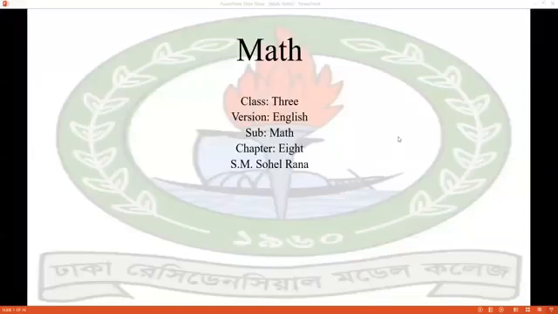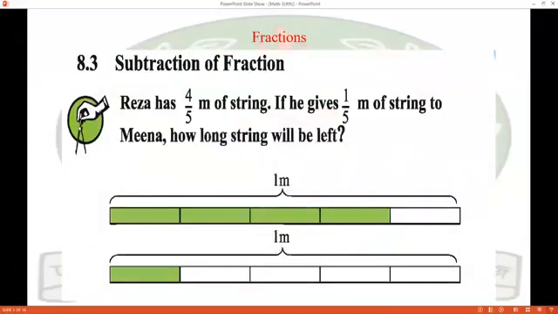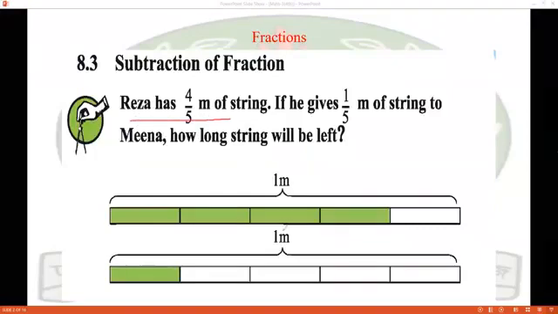Chapter 8. Today we will discuss the last topic of chapter 8, subtraction of fractions. In the last class we saw the addition of fractions, but today we will discuss the subtraction of fractions. In this slide we see that Reza has 4 by 5 meter of string, that is 4 parts out of 5 of a string. If he gives 1 by 5 meter of string to Mina, how long will the string left be?